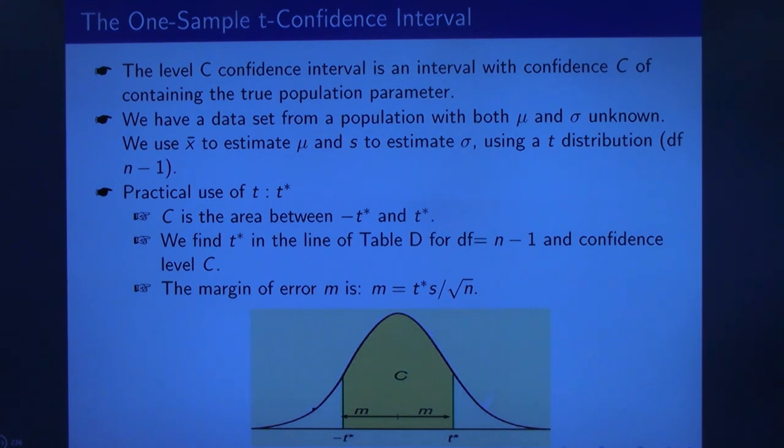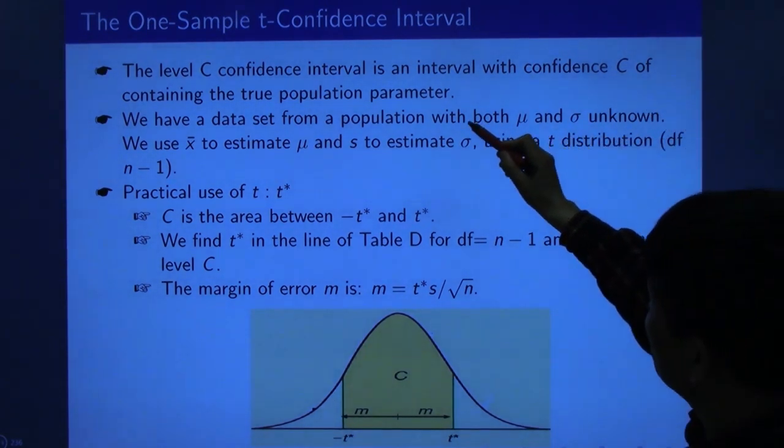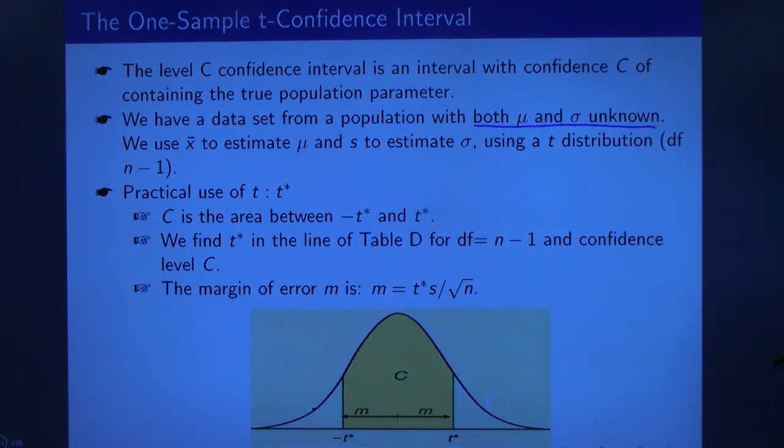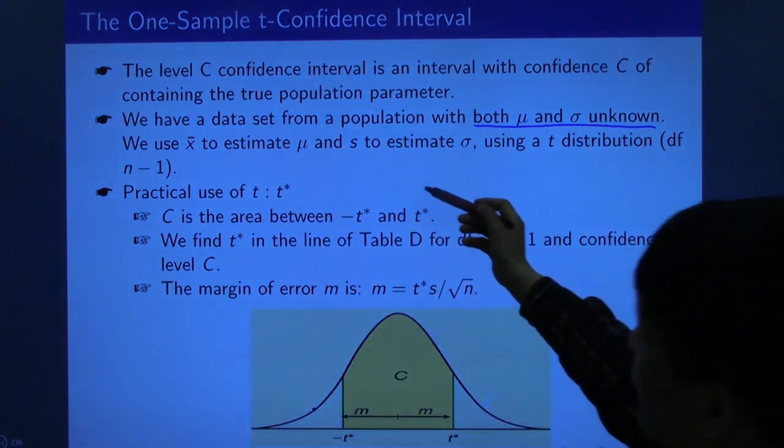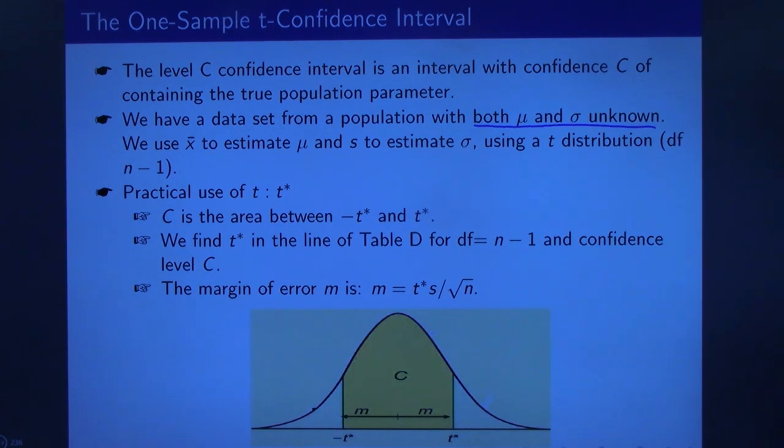I believe we are already very familiar with the confidence interval for normal distribution. So here, the concepts are very similar. The level C confidence interval is an interval with the confidence C of containing the true population parameter. We have a data set from a population with both mu and sigma unknown. This is the difference: we don't know mu, we don't know sigma. We use x bar to estimate mu, and we use s to estimate sigma. Then we need to use the t distribution with a degree of freedom of n-1.